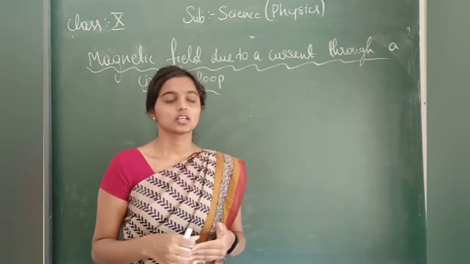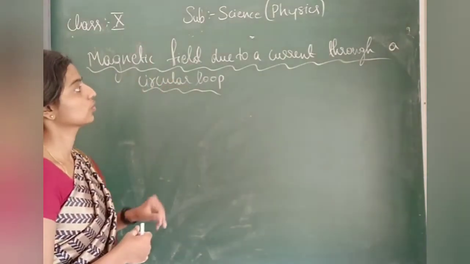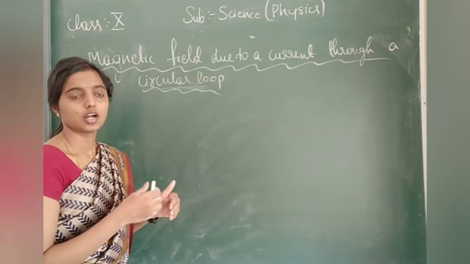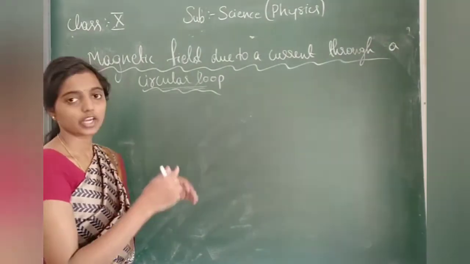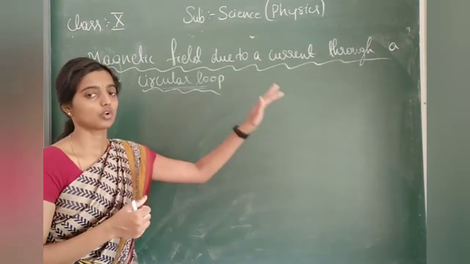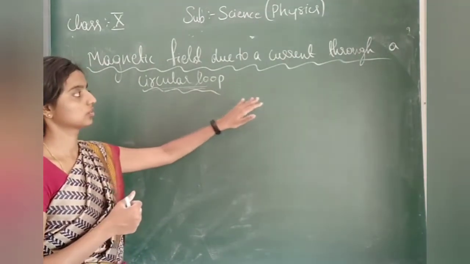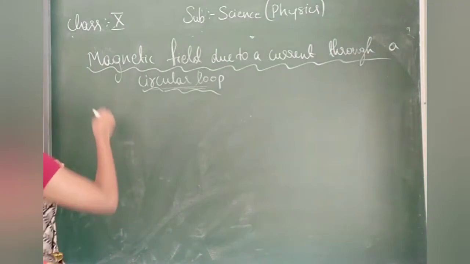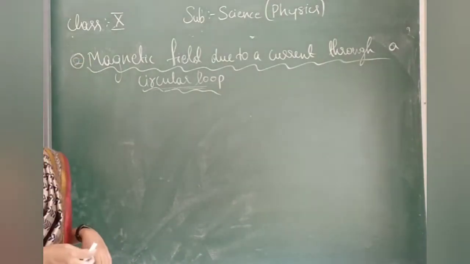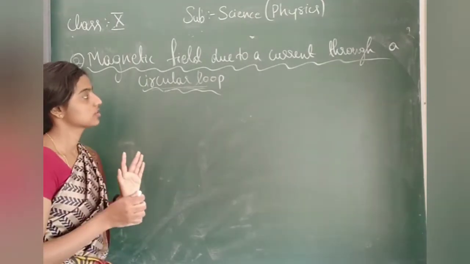In today's class, let us see magnetic field due to current through a circular loop. In the last class we studied the straight conductor or straight wire. Today we will see the circular loop and solenoid. I'll come to that when we finish this one. And this is the second one. The first one is the straight conductor. Observe here, circular loop.